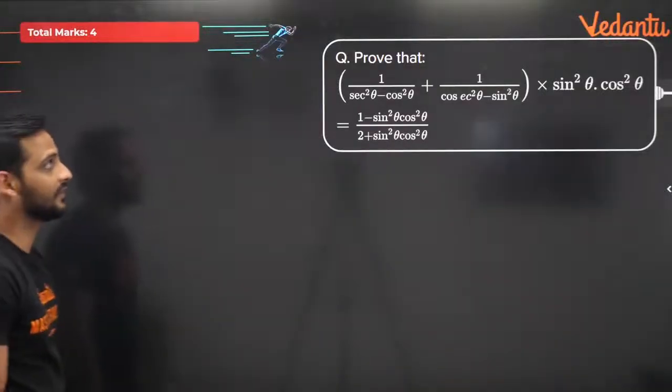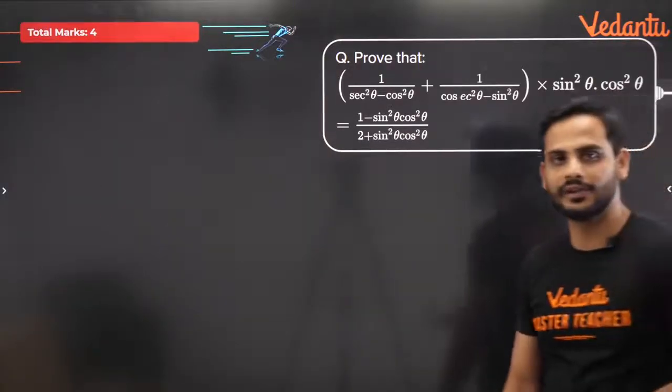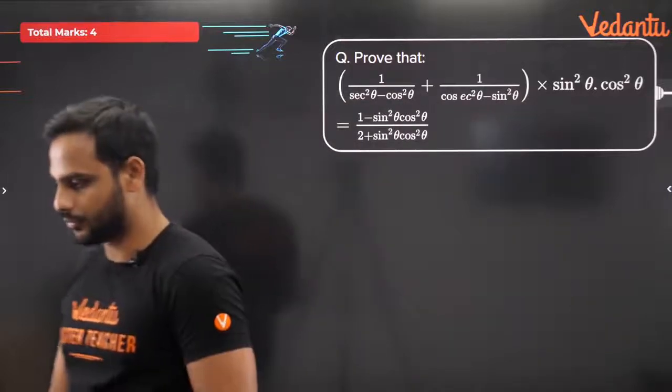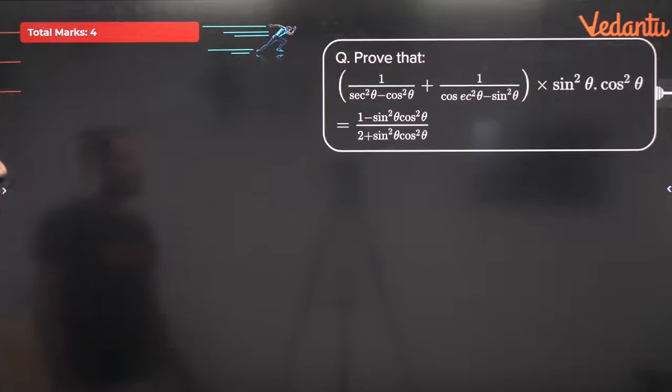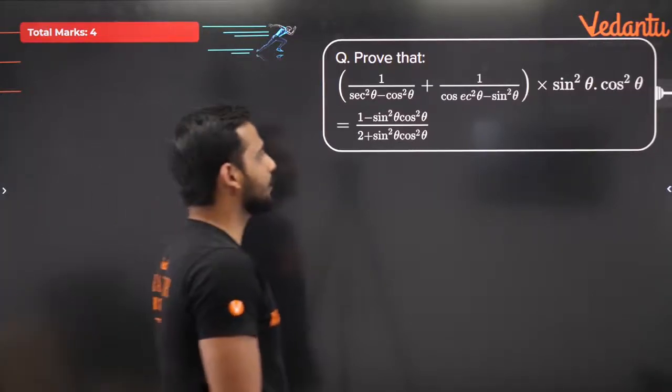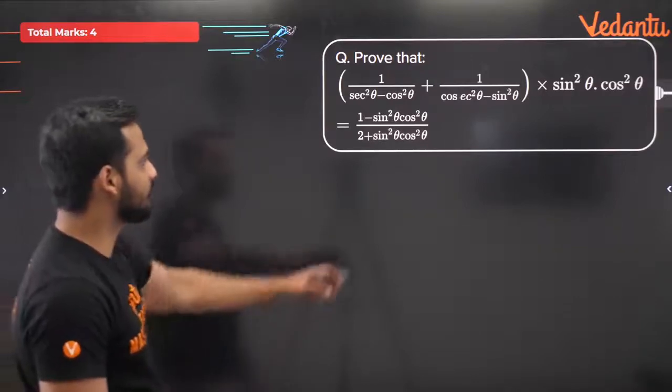Next question. अच्छा चलो, अब this is a very good question. थोड़ा lengthy है, but at least you'll be able to see how we approach the question. The question is 1 plus 1 upon sec square theta minus cos square theta plus 1 by cosec square theta minus sin square theta, into sin square theta into cos square theta. We have to prove in this form.